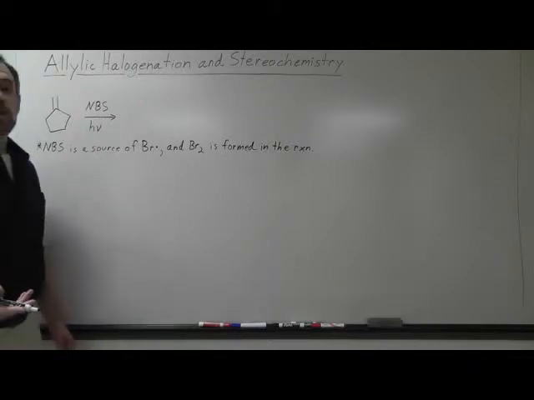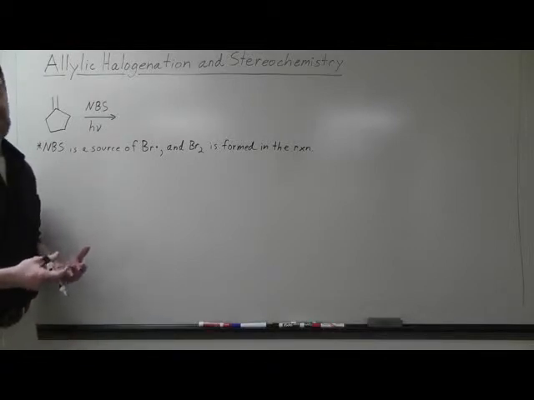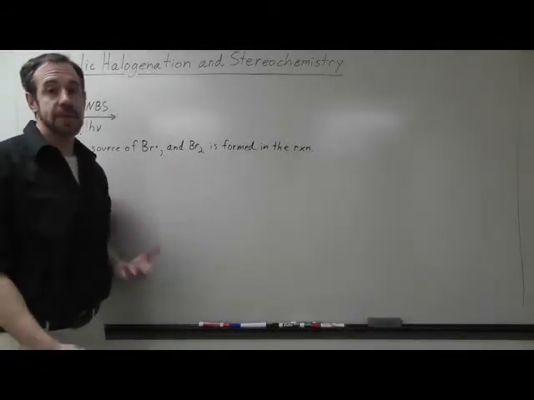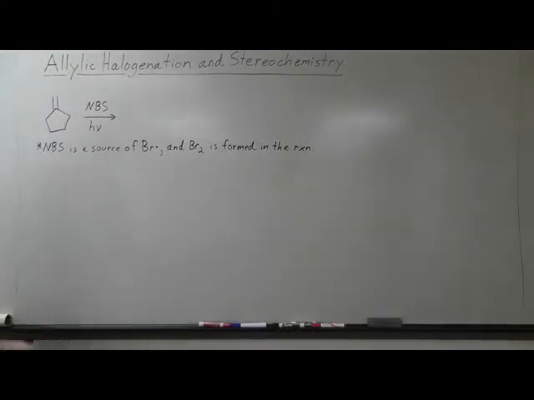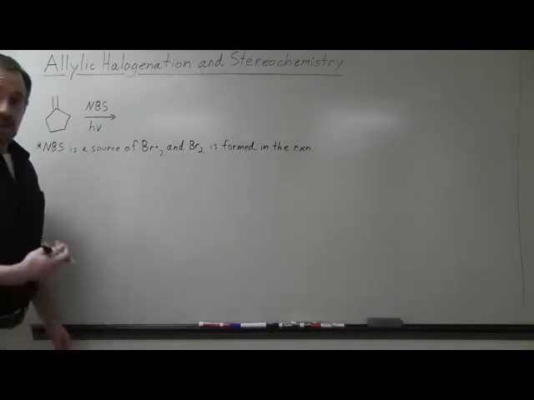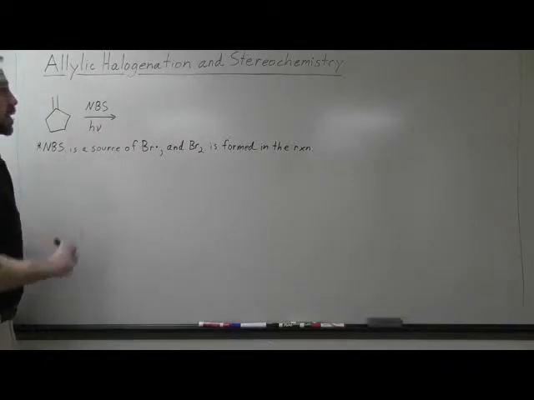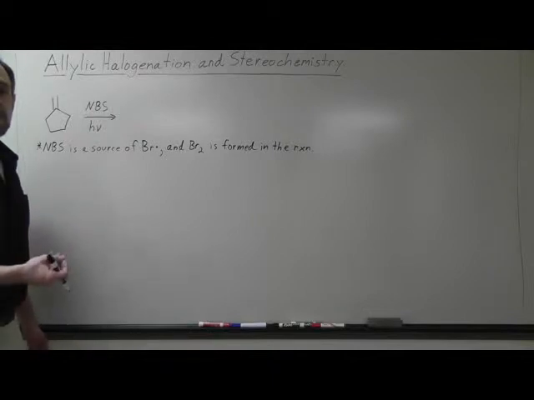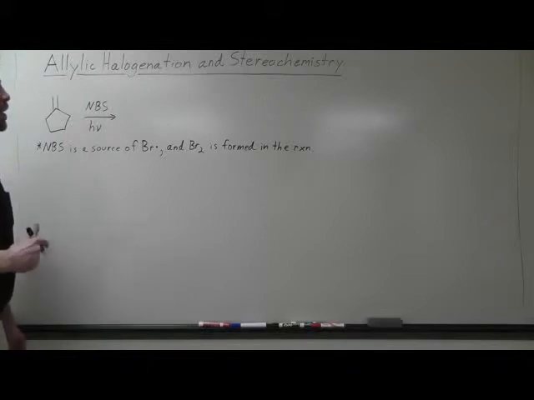NBS, you should know, is a source of bromine radical, and in any NBS reaction, bromine is formed. And so that'll come into play when we look at the mechanism. For allylic halogenation, those allylic positions are especially reactive. And so when you go to predict products, you focus on the allylic position as the most likely spot, because it's the most stable spot for a radical to form, and eventually add a bromine or replace a hydrogen with a bromine on the structure.